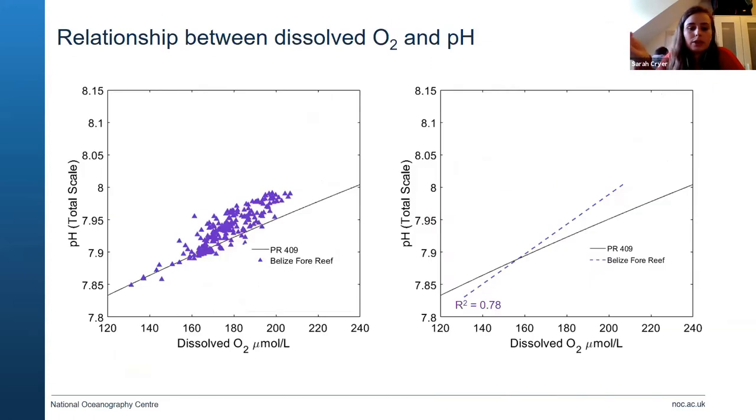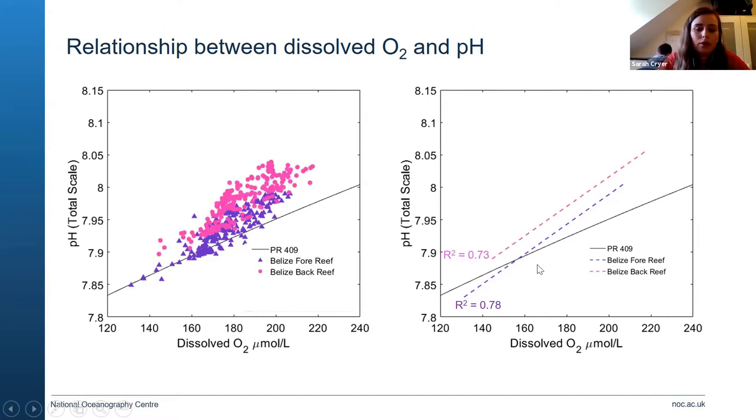So if we start to look at how the data that's collected using the OA platforms relates to this relationship, we have the Belize IV reef. You can see some of it sits along this line. It sits a bit off. And this dashed line here is the best fit line of this data with the associated R squared. The R squared is kind of like the strength of the relationship between pH and oxygen. So the higher the R squared, the closer the relationship between the two. And we can see that it's a slightly steeper slope than predicted with the solid black line.